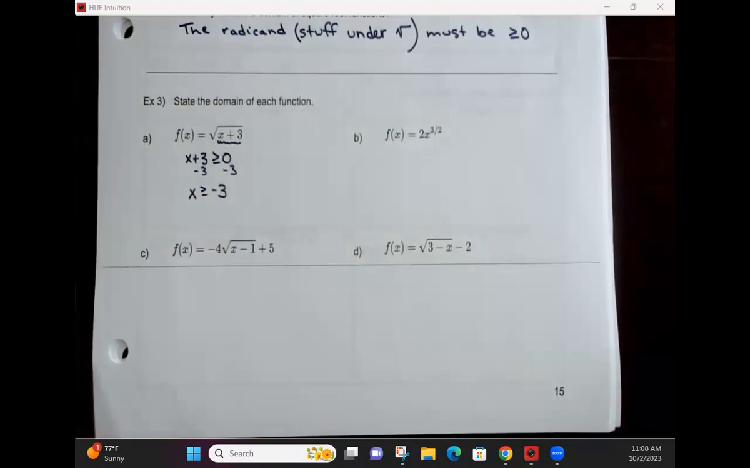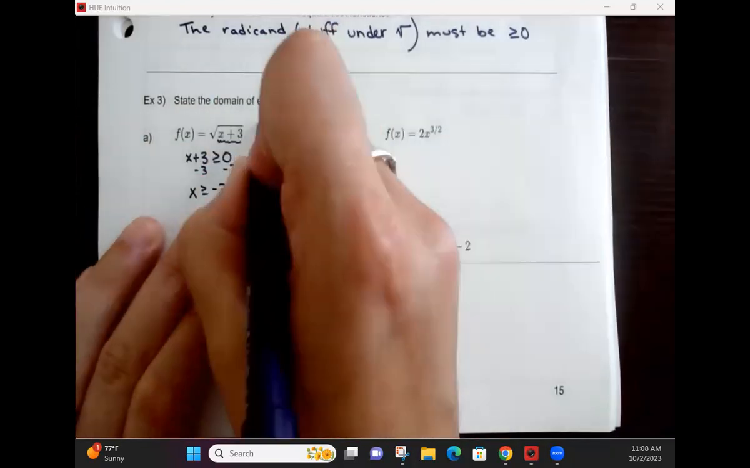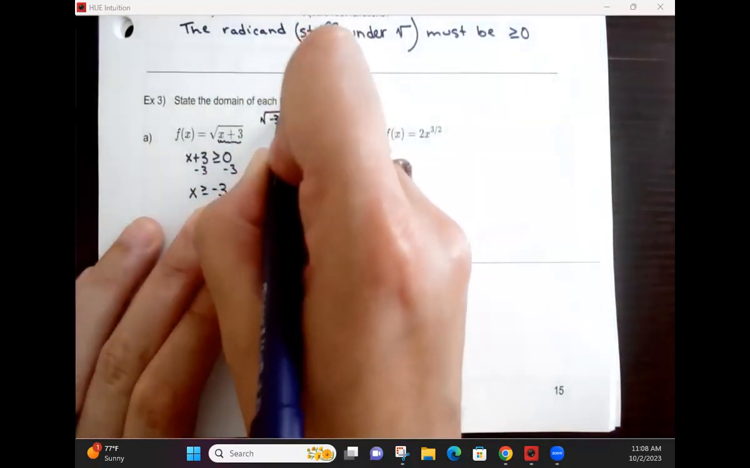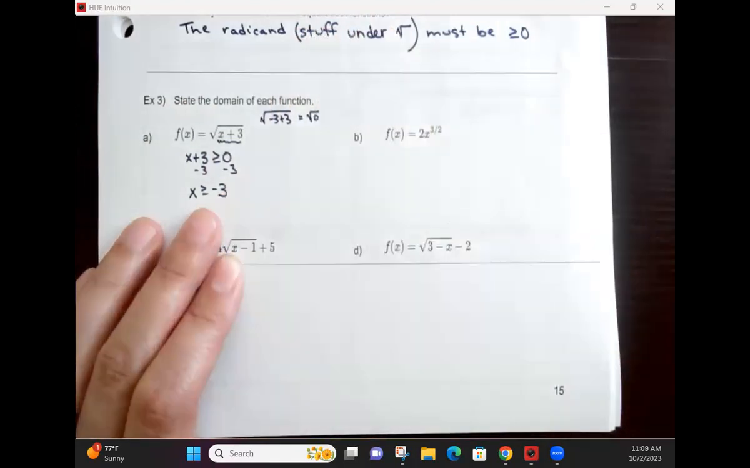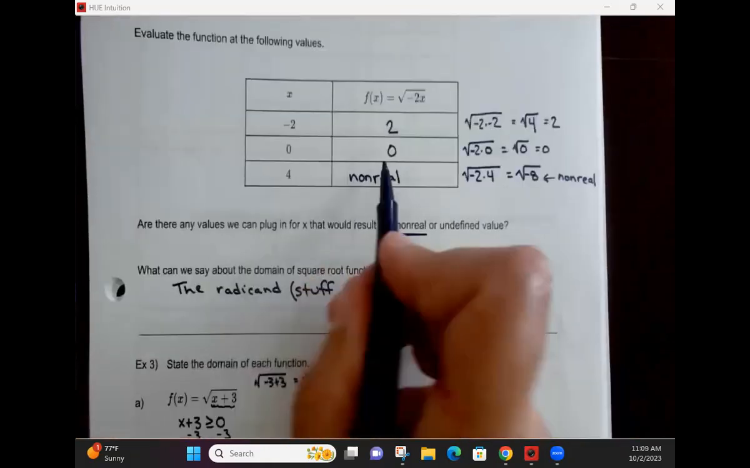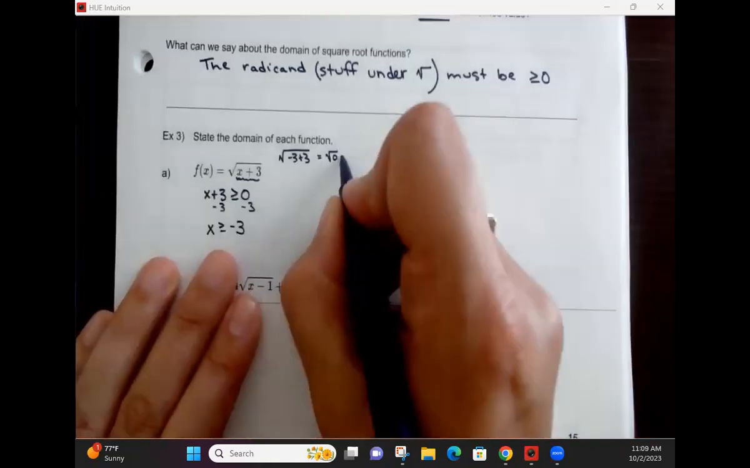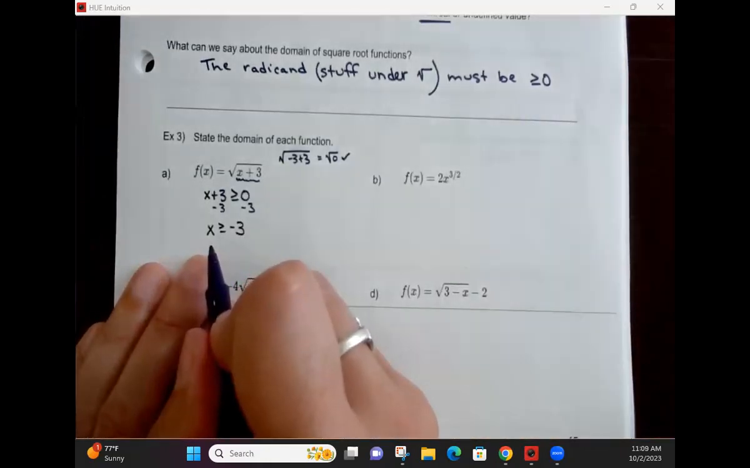You should be able to go back and double check and make sure that this makes sense. If I plug in -3, that would give me the square root of 0. Is that okay? Is it okay to do the square root of 0? Yeah, we could do the square root of 0, right? We did the square root of 0 up here. That's okay. This says it could be any number bigger than -3.